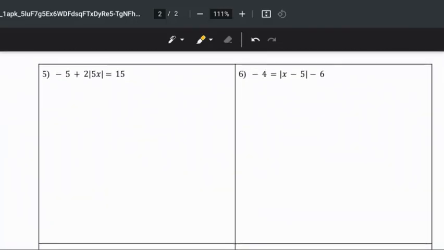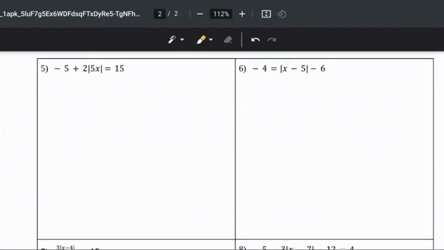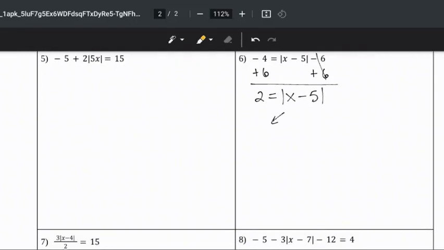We're going to skip 5, go to 6 right now. So for number 6, we have the absolute value on the right side of the equation, and that doesn't change anything. We still go through the same process. We want to isolate the absolute value. So we're going to add 6 to both sides. That gives us 2 equals the absolute value of x minus 5. We're going to go ahead and split. So we have 2 equals x minus 5, and we have negative 2 equals x minus 5.